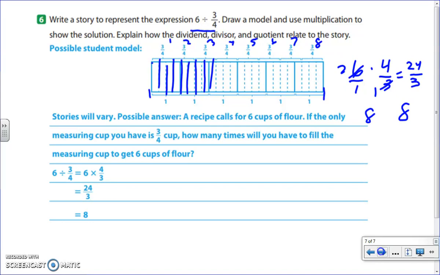It says a recipe calls for 6 cups of flour. The only measuring cup you have is 3/4 cups. How many times will you have to fill the measuring cup to get 6 cups of flour? So there's an example.